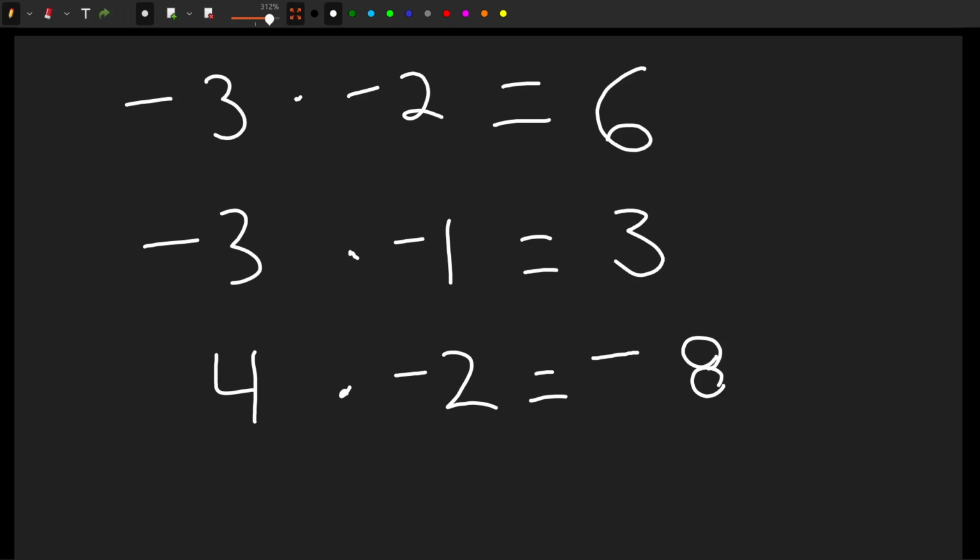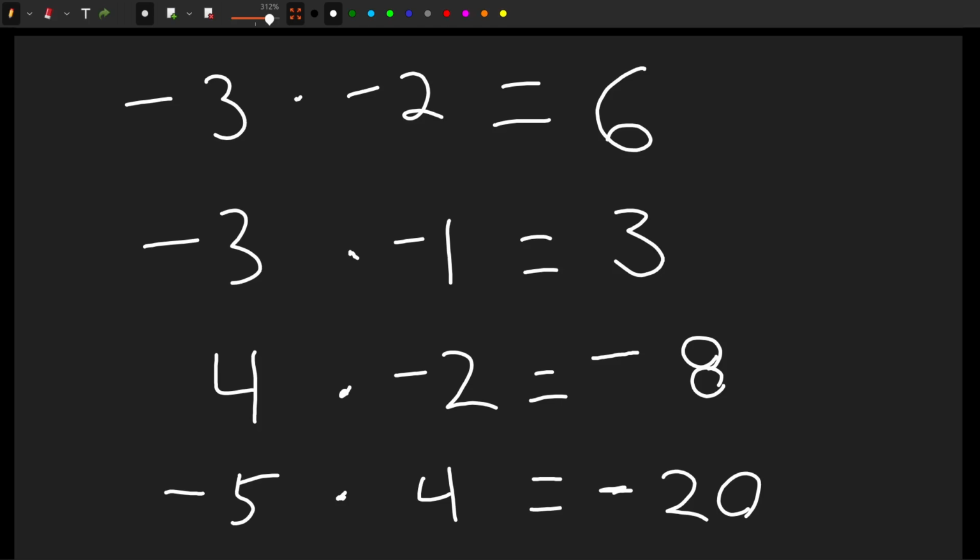And then vice versa, if I get negative 5 times 4, we say 5 times 4 is 20. And then a negative times a positive is negative, and we get negative 20.